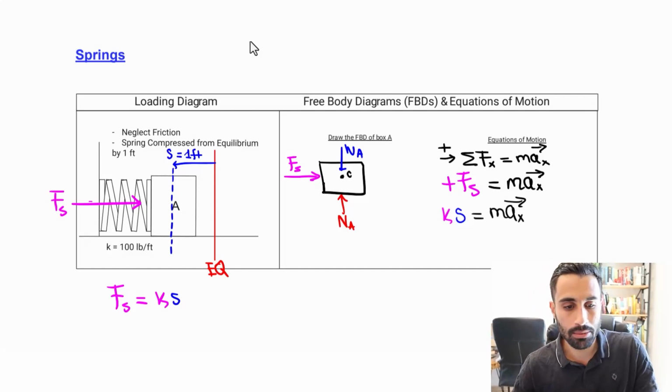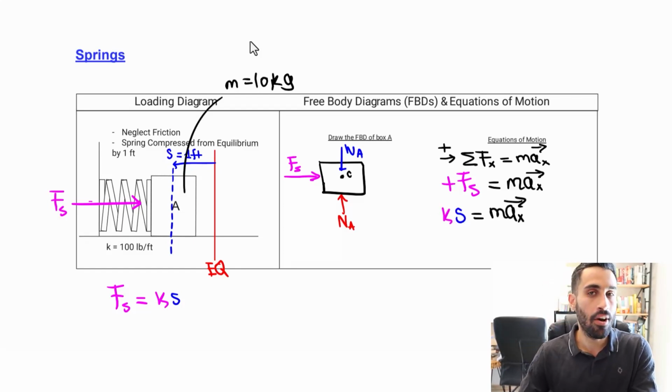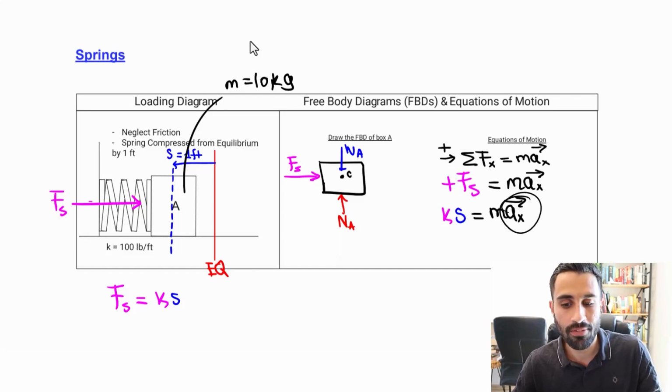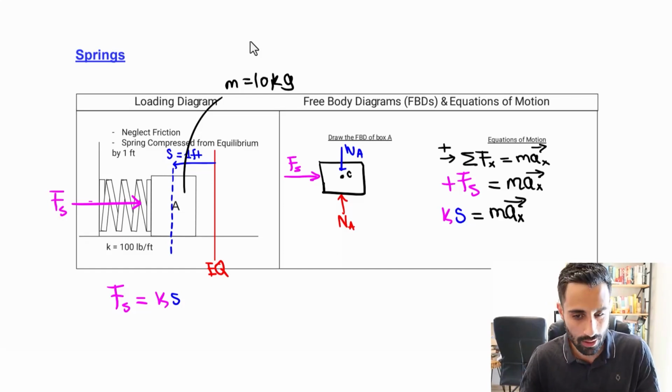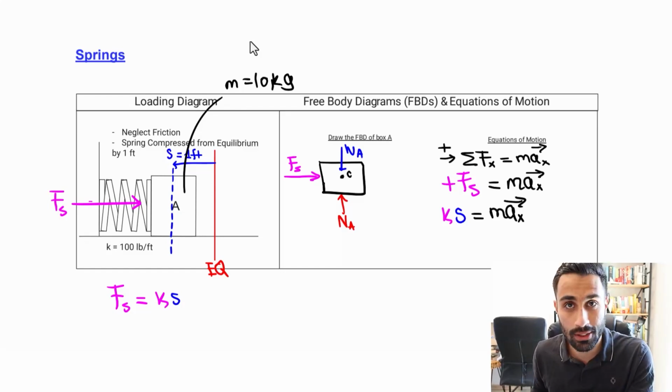So let's make up some numbers. Let's say the mass is 10 kilograms, and K is 100 pounds per foot. And S we said is 1 foot. You can find the acceleration, and you're going to get some value. But this value is wrong. It's incorrect.